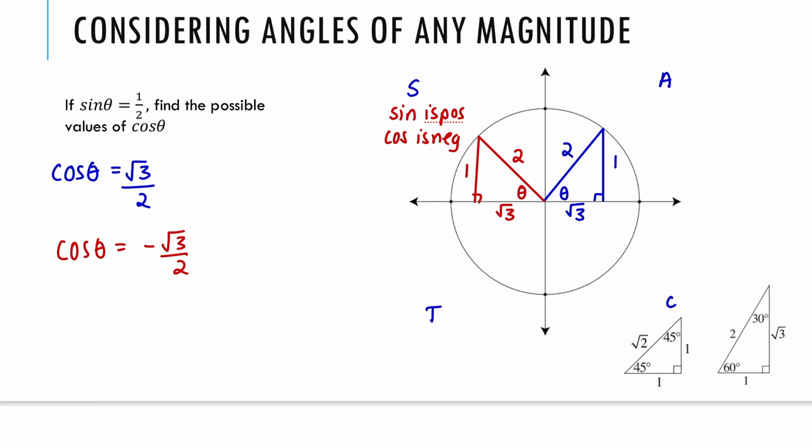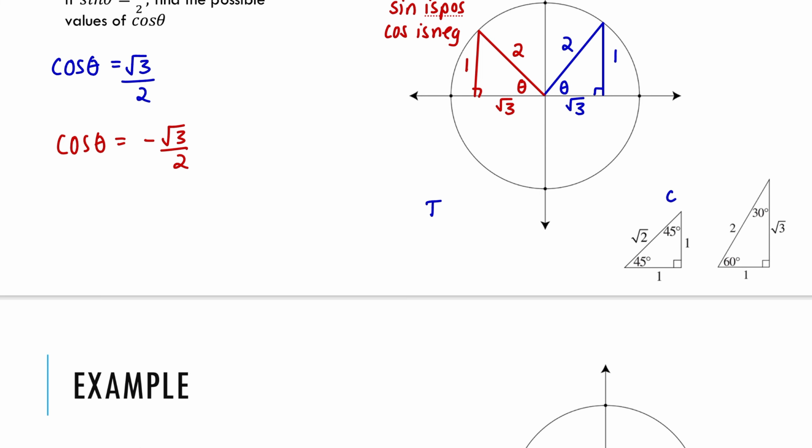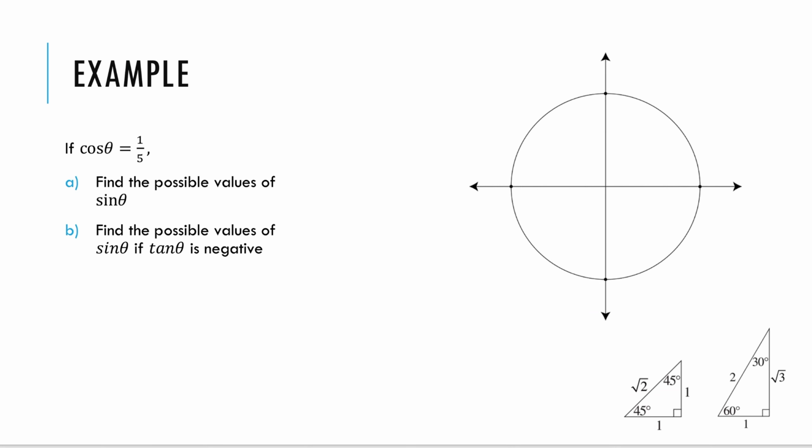So notice that given that we have sine theta is equal to a half, we can actually find our other trig values, in this case such as cos. So we're going to continue with this with our next example.